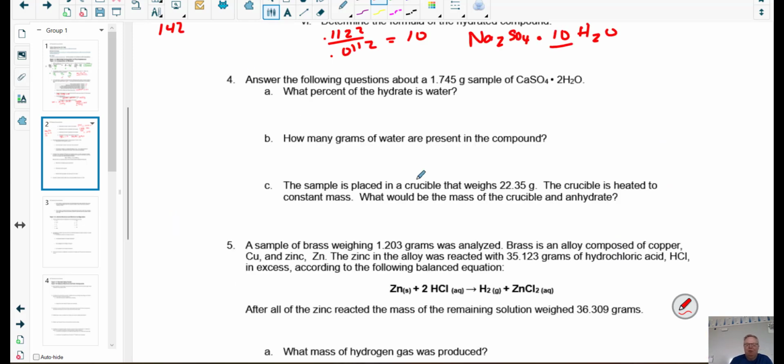All right, so for the next one, it looks like we have a 1.74 gram sample of calcium sulfate with 2 moles of water. We want to know what percent of the hydrate is water.